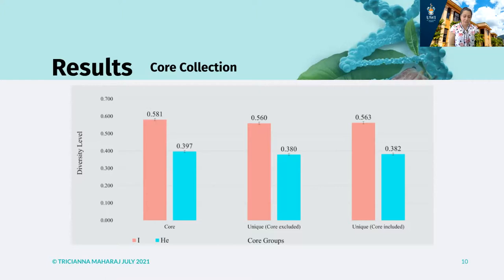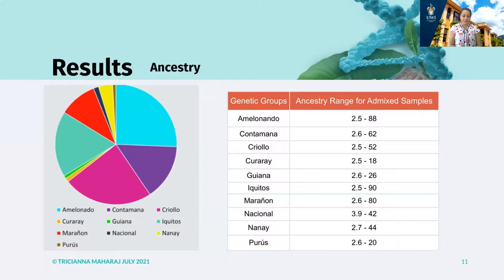Okay, so with regards to the ancestry of the on-farm samples, overall, the most frequently occurring genetic groups in the dataset were Amelonado, which accounted for 524 samples, Criollo, 486 samples, Iquitos, 362 samples, Contamana, 306 samples, and Marañon, 206 samples. 9 samples had a single ancestral origin: 3 were Amelonado, 4 were Iquitos, and 2 were Marañon.